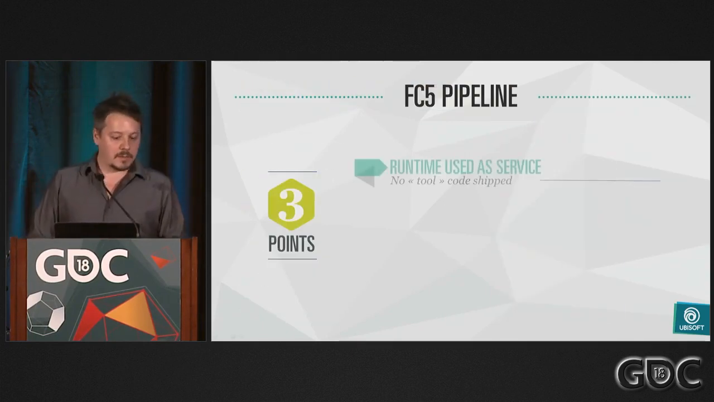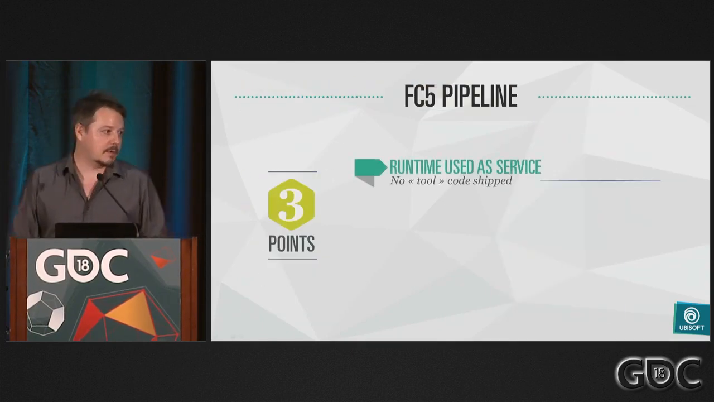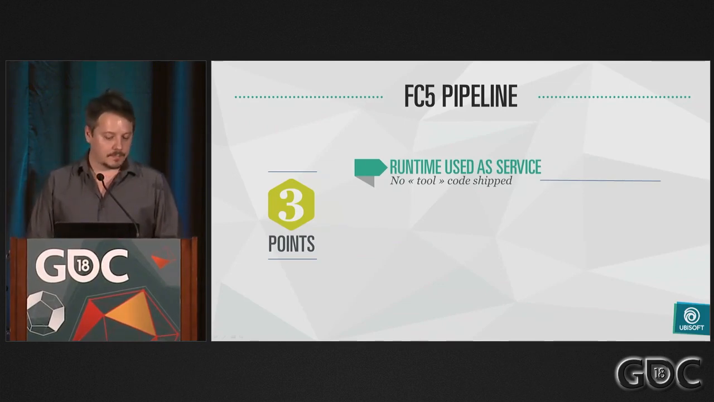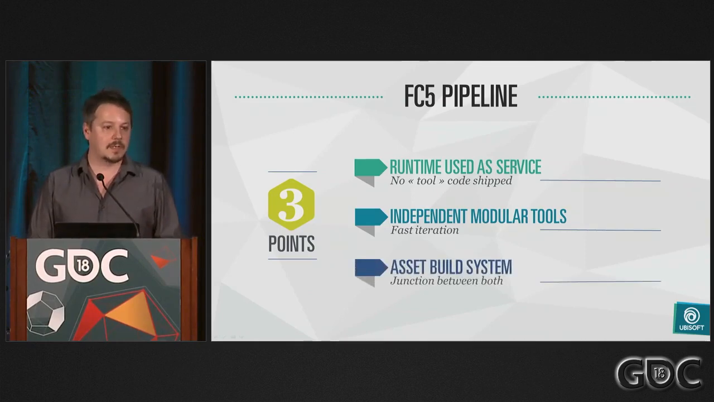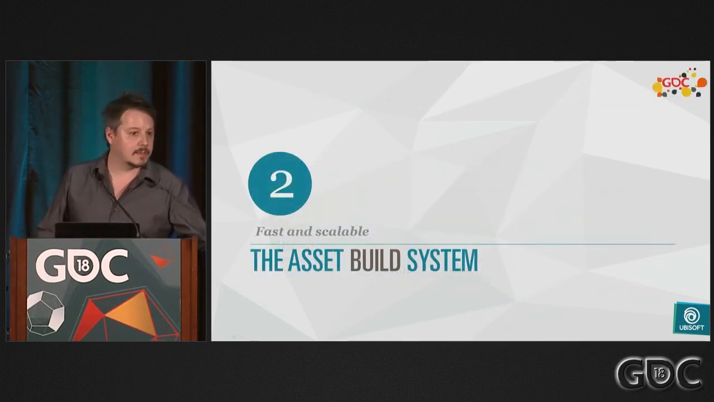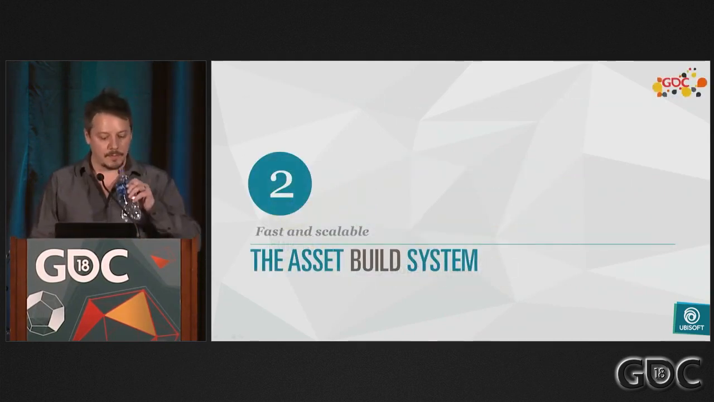So what we need to keep out of that is that the runtime of the engine is used as a service. So there is no tool code shipped with our engine. Then we can build some independent modular tools on top of that. But when you do that, you need a third component, which is the asset build system, that acts as a junction between the two first components. So let's get into the details of how the asset build system works.